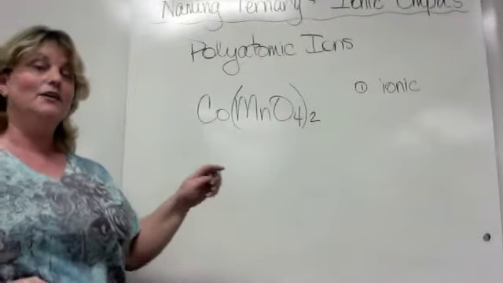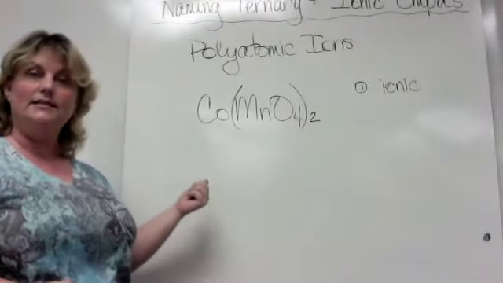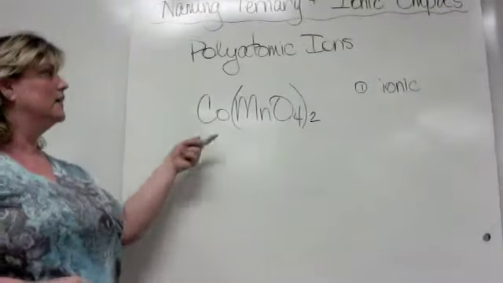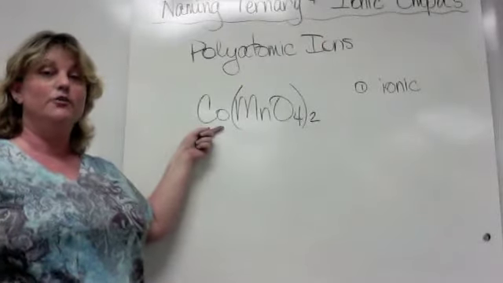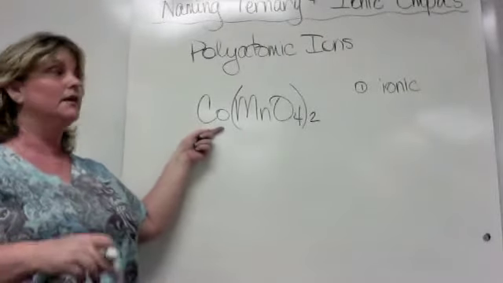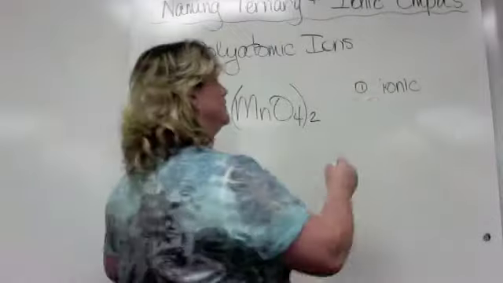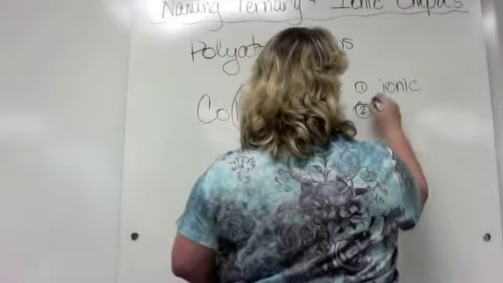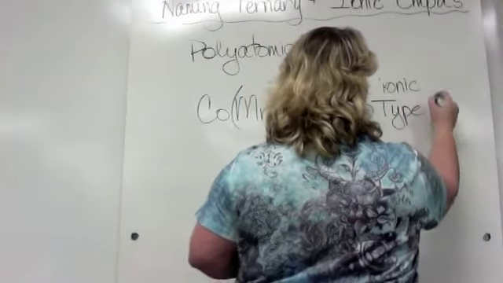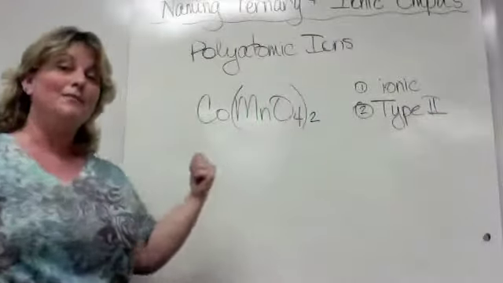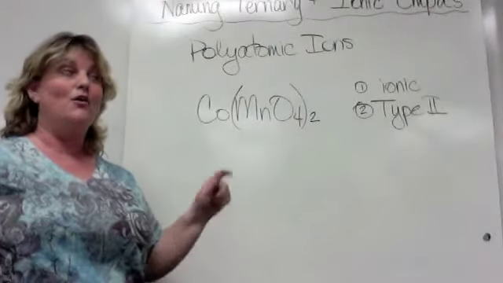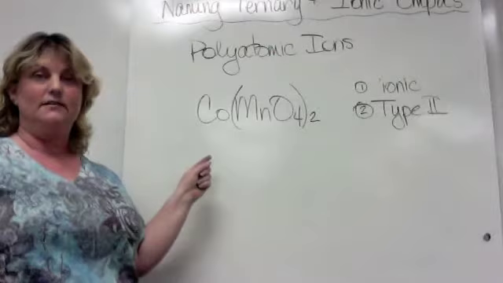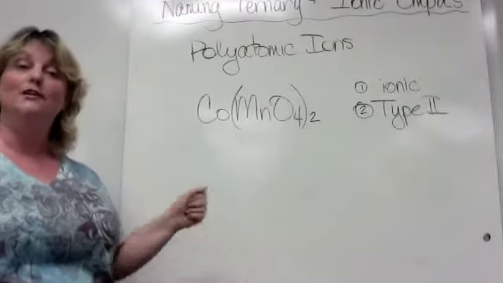Since it's ionic, question number 2, does it contain a type 1 or a type 2 metal? Well, cobalt is not in groups 1, 2, or the stair step. It's a type 2 metal. Remember, that means that I have to figure out what the charge is on the metal, okay, and then put it in Roman numerals.